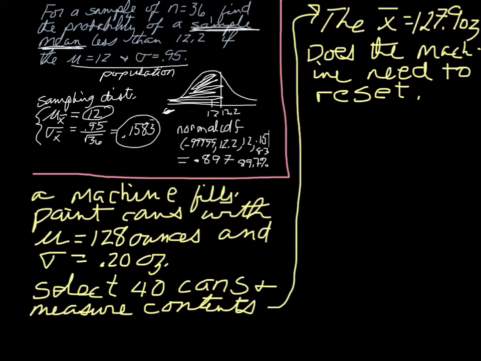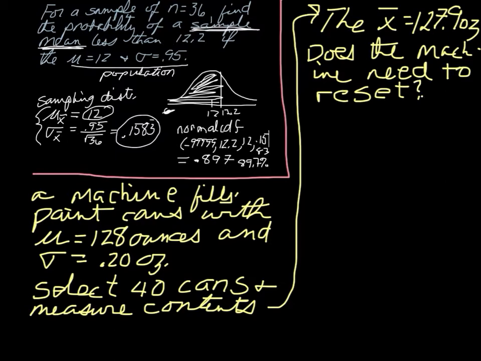So I shrunk the problem so you can see the one we did before, and here's another example. Suppose we have a machine that fills paint cans, and it has a mean of 128 ounces that it puts in the paint can with a standard deviation of just 0.2 of an ounce. So what we're going to do is select 40 paint cans, and measure the contents of the paint cans really carefully. And what we come up with is the sample mean of those paint cans is 127.9 ounces. And so the question is, does the machine need to be reset? And we want to explain that.